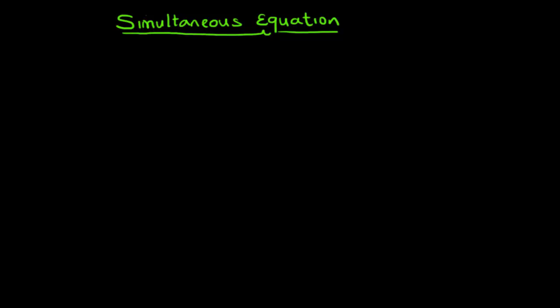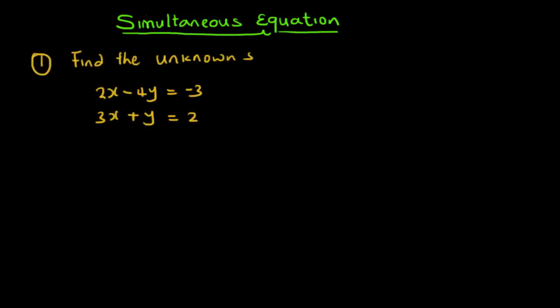Now in this video we are going to be looking at simultaneous equations, and we are going to be taking it a step higher than what we treated in the previous video. Now to explain this perfectly, let's take an example. Find the unknowns: 2x minus 4y equals minus 3 and 3x plus y equals 2.